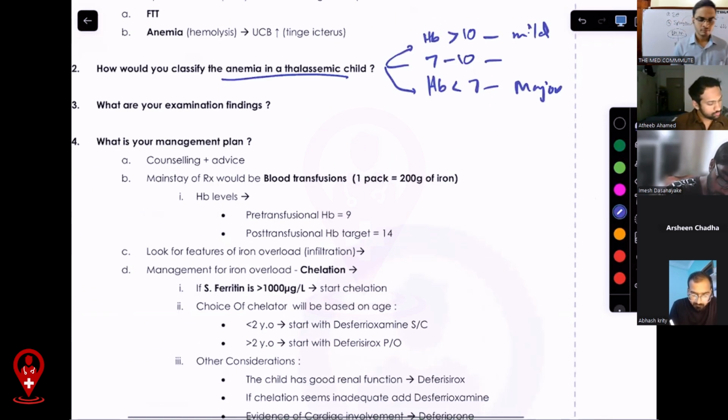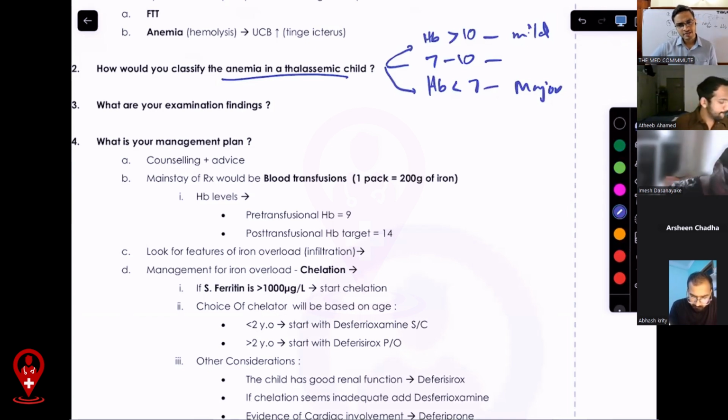Then, what are the examination findings you're going to look for? Let's talk about gastrointestinal examination. Come on, GI system examination. Physical examination, what are you going to look for? Hepatosplenomegaly. That is the first thing to do.